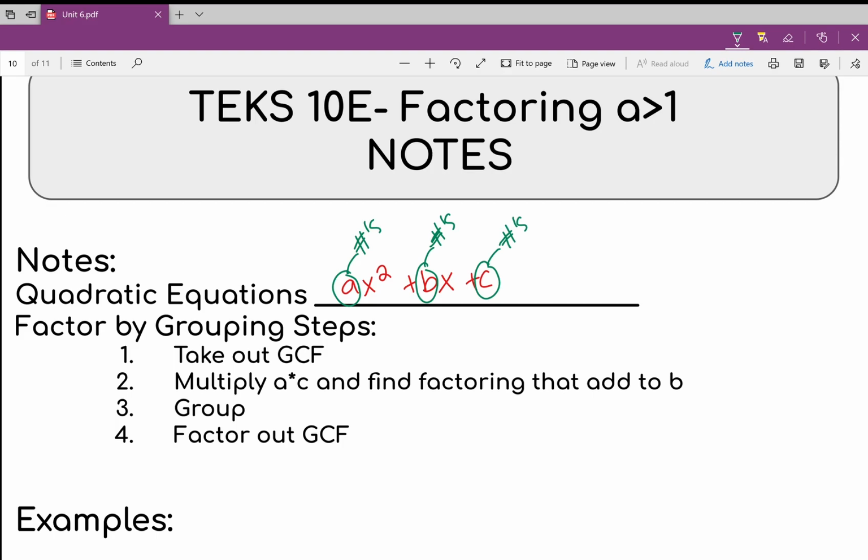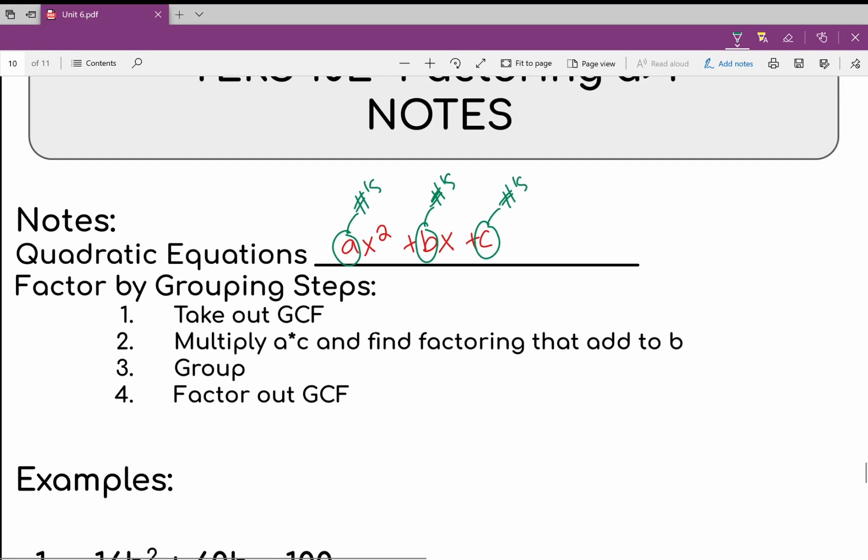Okay, so here are the steps for factor by grouping. It's very similar to what we did before. The only difference is that we're going to try to take an additional GCF out in the beginning. So we're going to take out a GCF in the beginning. We're going to multiply a times c and find the factors that add up to b. We're going to group them, and we're going to factor out the GCF at the end. So let's look at example 1.